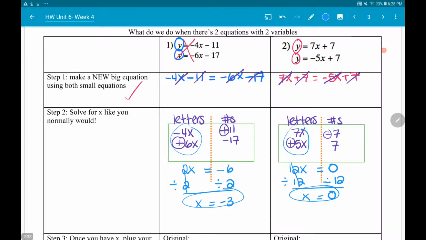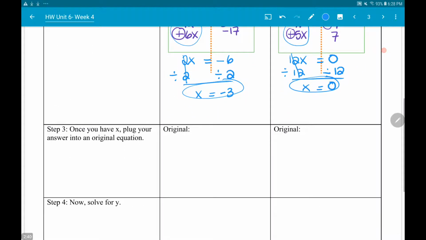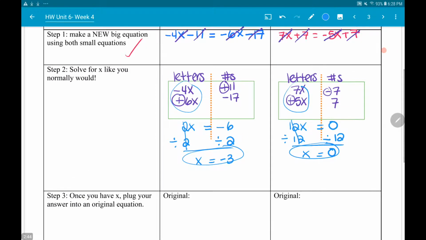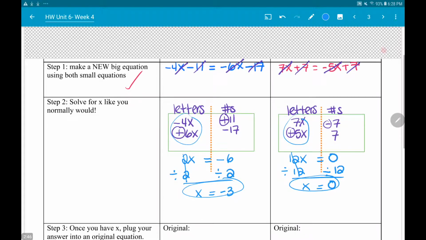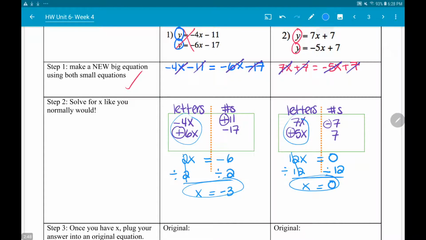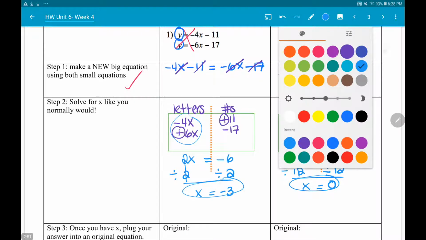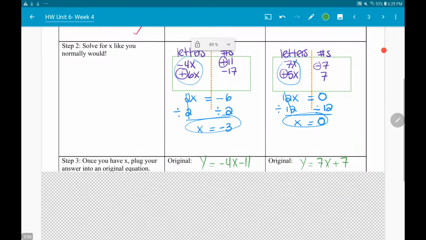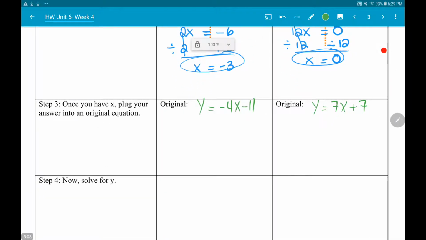Great. So now that I have x for both equations, I'm going to go back to my original. So let's take a look at equation 1, and let's take the original. That was the first one. Now it does not matter which original you pick. Okay, and what do I do with the original?